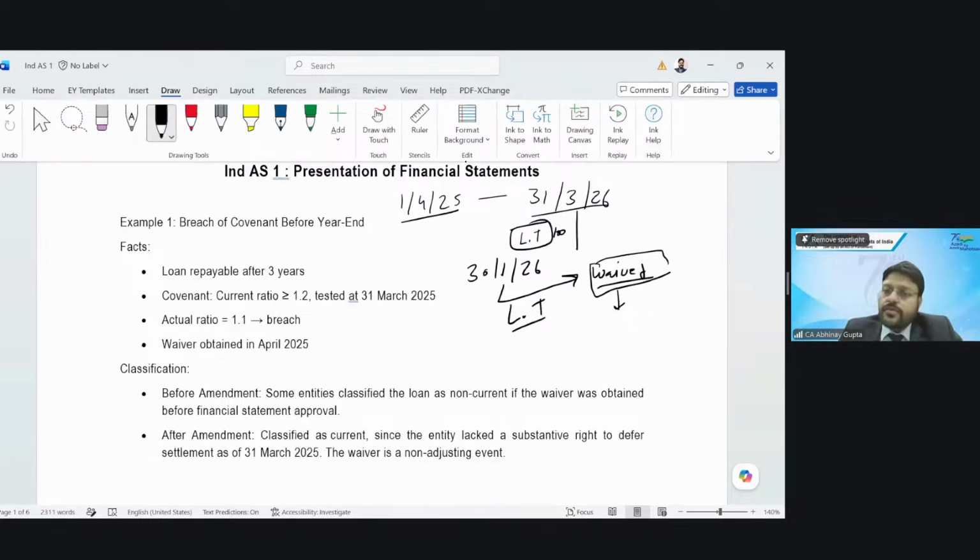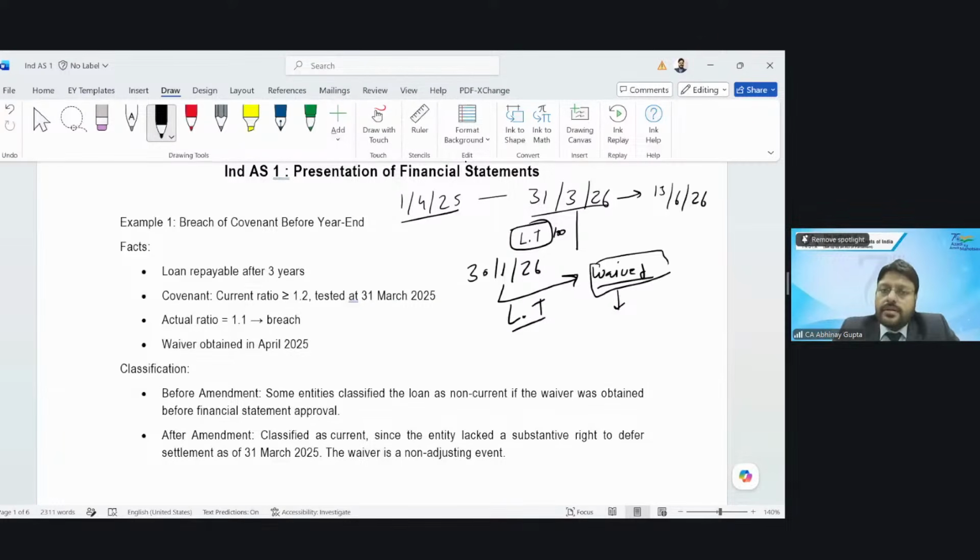So suppose the meeting was happening for the 31st March financial year to approve, say, on 15th of June, right? So if we obtain the waiver even on 15th of June before the board meeting is convened, then we can continue with the long-term presentation because the waiver was obtained prior to the approval of the financial statements date. So that was the pre-amendment era of Ind AS 1.